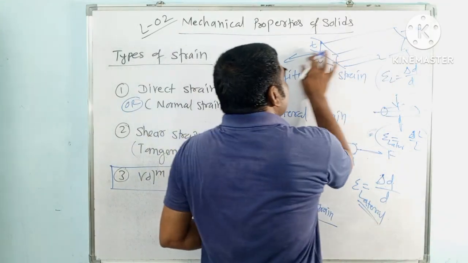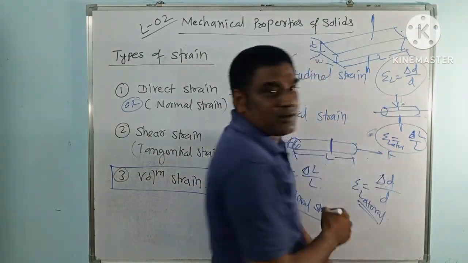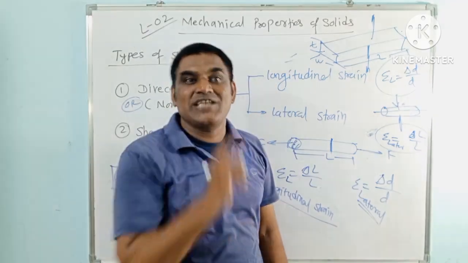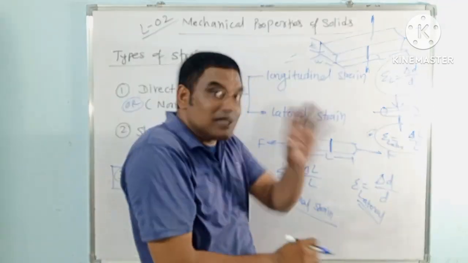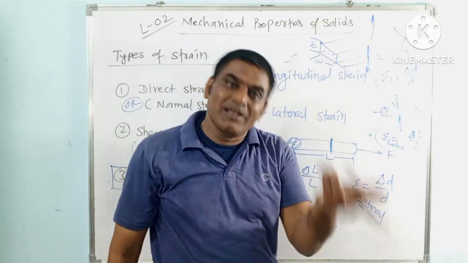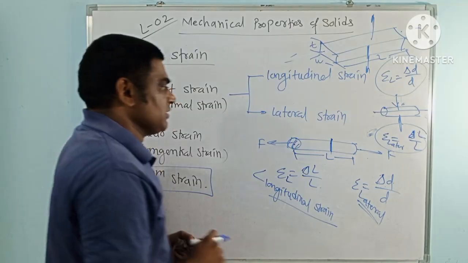If instead of this you apply this type of force, what will happen? This dimension, meaning thickness, will become longitudinal. Change in thickness divided by original thickness will be the longitudinal strain, and change in the length will be the lateral strain.